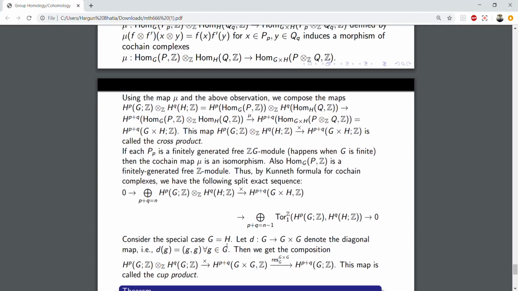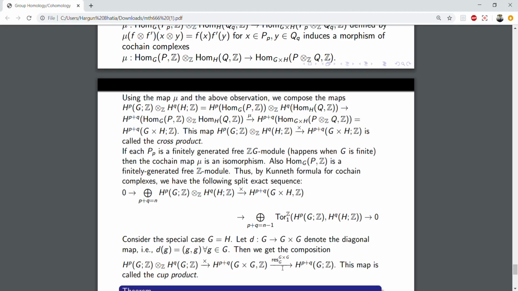Now, let's consider the special case when G is equal to H. Now this cross product gives a map from the pth cohomology of G in Z tensor the qth cohomology of G in Z to the (p plus q)th cohomology of G cross G in Z. But now notice that there is a very natural map from G to G cross G, a group homomorphism, the diagonal map, which takes G to (G, G), and under this map, using the functoriality of the cohomology, I get a restriction map from the cohomology of G cross G to the cohomology of G. Yeah, I can restrict this.